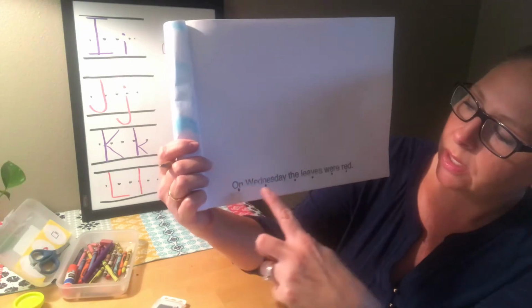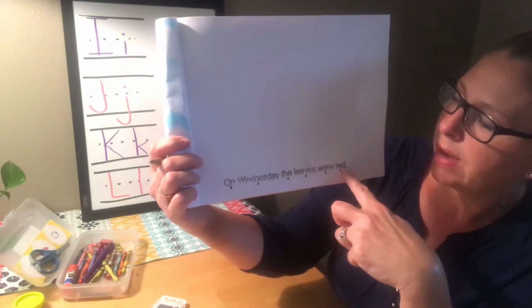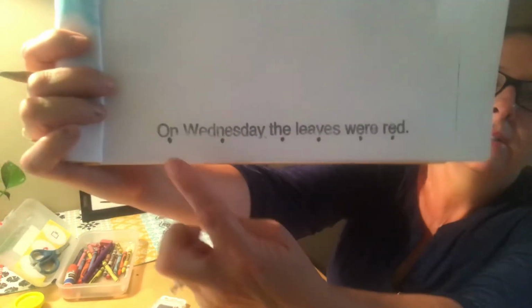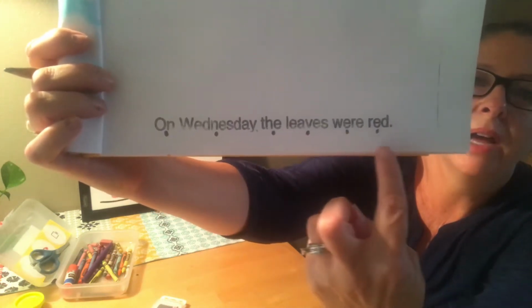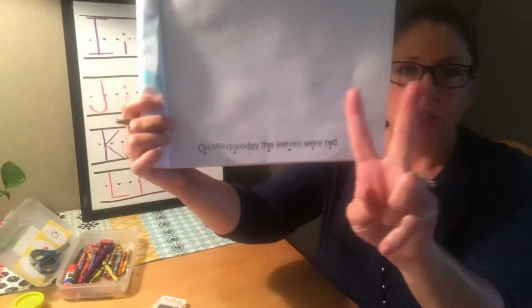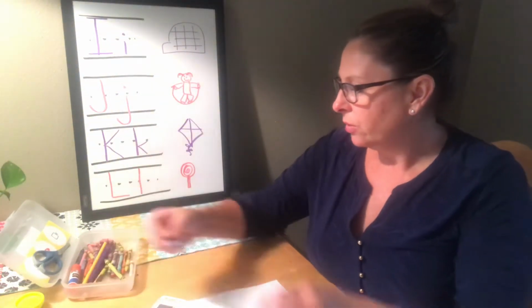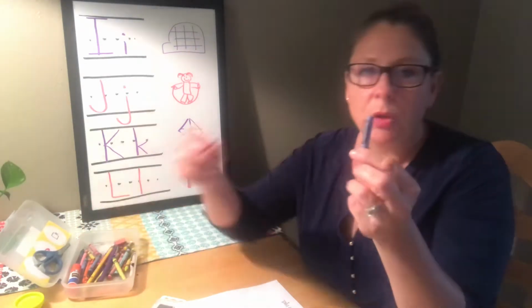So we're going to say, on Wednesday, the leaves were red, period. And see how I put a dot underneath each word? So we have 1, 2, 3, 4, 5, 6 words in this sentence. All right, so I want you to take out 2 colors of crayons. I want you to take out your blue crayon and your red crayon.